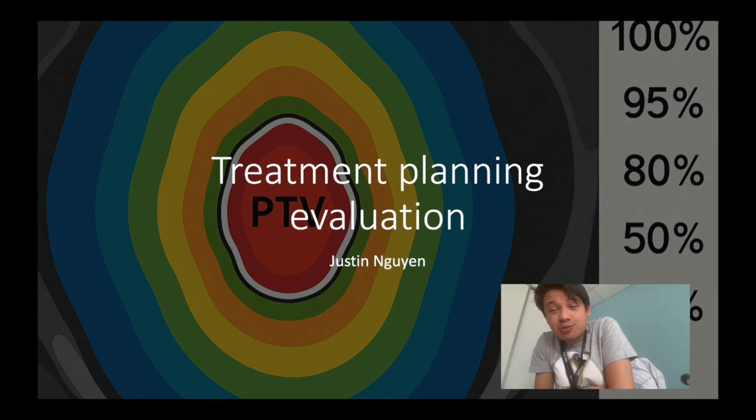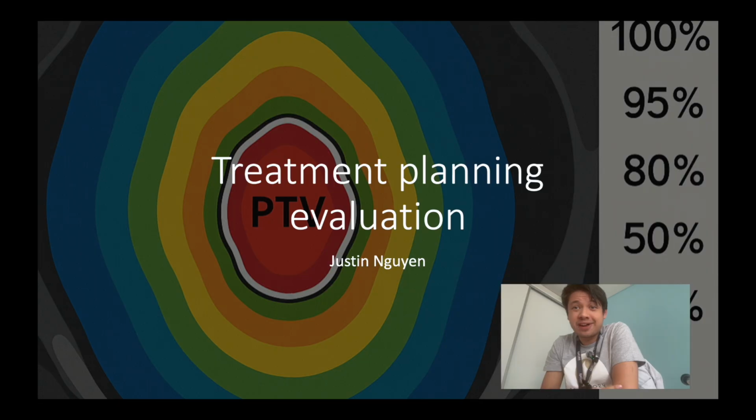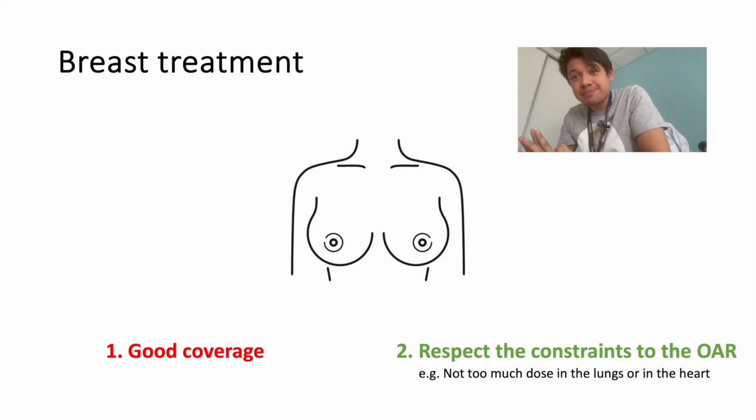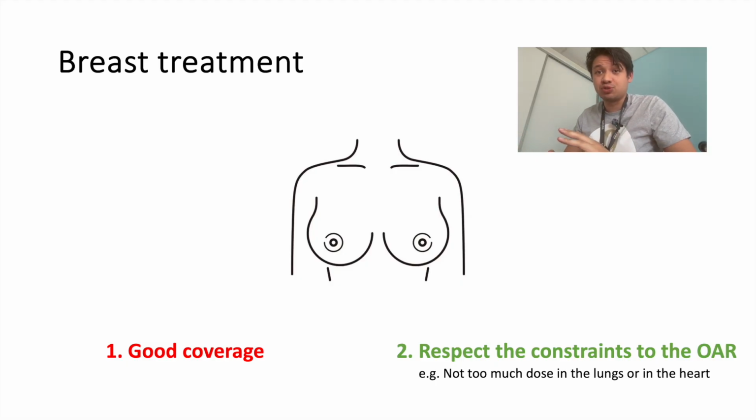Hi everyone, today we are going to learn how to read the dose distribution or treatment plan together. Let's start with an example. Here we've got a breast cancer, the breast treatment. You want to treat the breast but to spare the organ at risk, the heart, the lungs. So you want a good coverage of your breast and you want to spare the organ at risk.